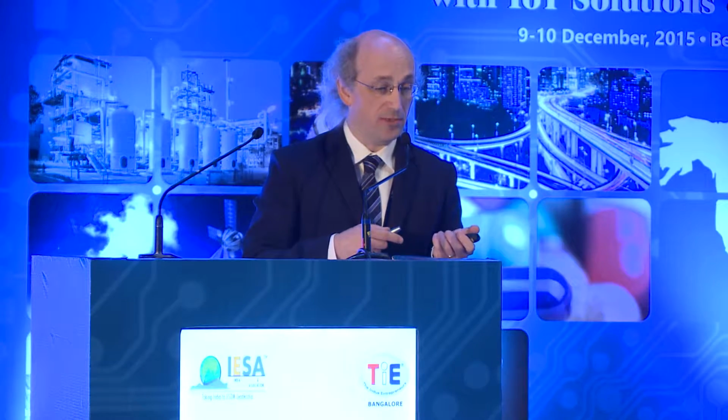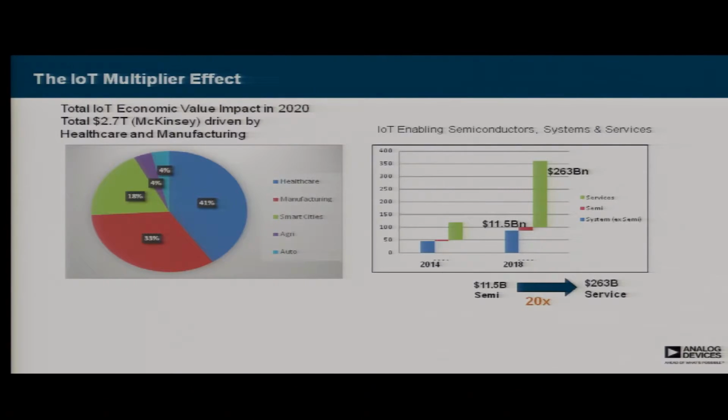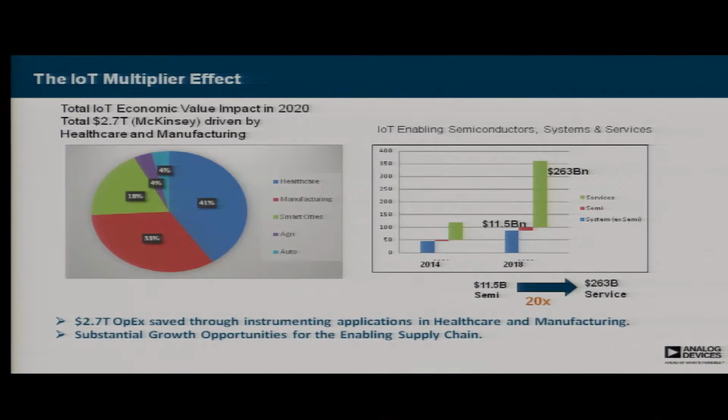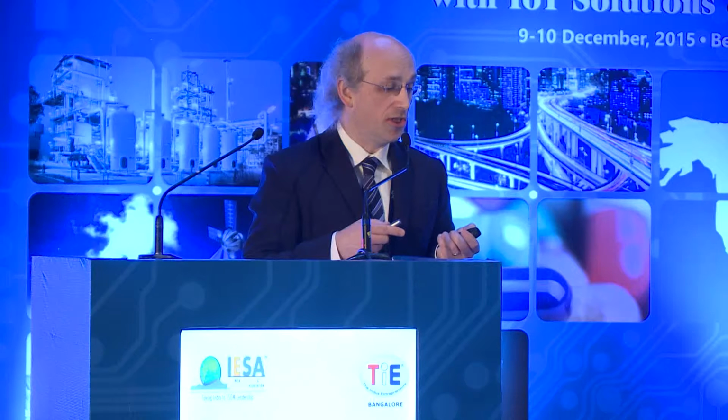Looking at services, semiconductors and systems in general, we're going to see substantial growth in these areas in the next few years. One thing that is very clear is that although semiconductor growth is going to be substantial, we're also going to see fairly explosive growth in services. To summarize, we're going to see substantial growth through instrumentation and applications in healthcare and manufacturing, and also substantial growth opportunities for the supply chain, like ourselves, that will enable all of this to happen.